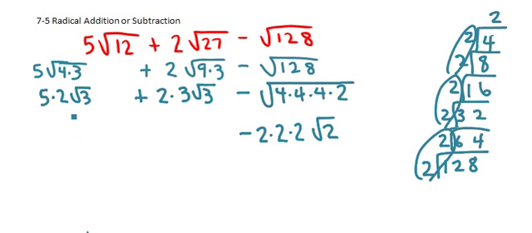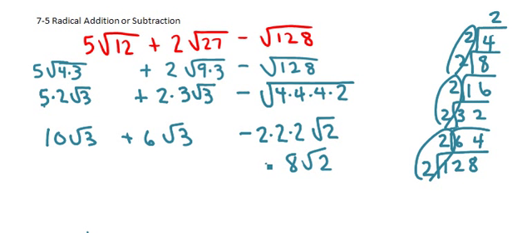Our next step then is to actually do the multiplication. 5 times 2 being 10, radical 3, added to 2 times 3 is 6, radical 3, minus 2 times 2 is 4, times 2 is 8, radical 2.